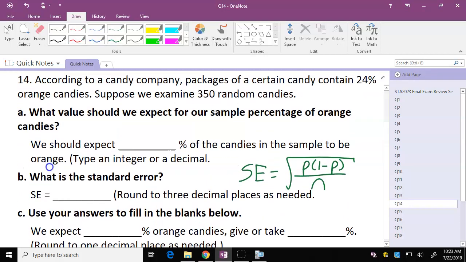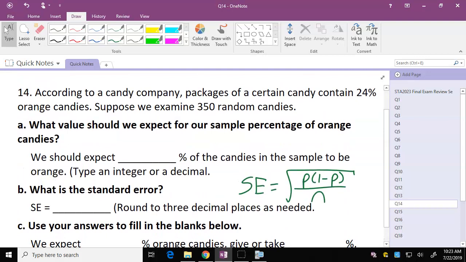All right, so let's start on this one. According to a candy company, packages of a certain candy contain 24% orange candies. Suppose we examine 350 random candies. What value should you expect our sample percentage of orange candies to be? 24%, right? This guy is number 14, so it is coming from 7.2. We should expect 24% of the candies in there to be orange.